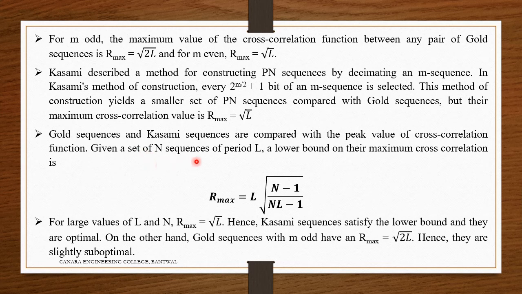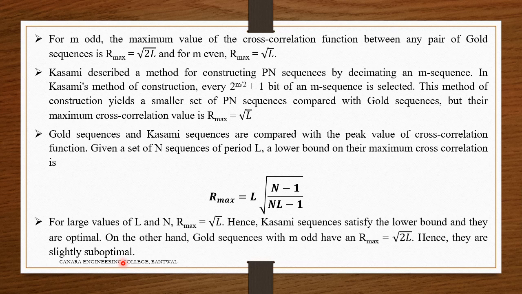Given a set of n sequences of period L, a lower bound on the maximum correlation is Rmax equal to L times the square root of n minus 1, divided by nL minus 1. For larger values of L and n, this gives Rmax equal to square root of L. Hence, Kasami sequences satisfy the lower bound and they are optimal. On the other hand, the Gold sequences with M odd have Rmax equal to square root of 2L, and they are slightly suboptimal.